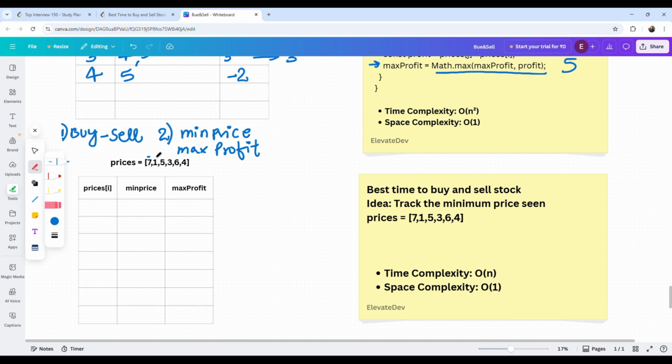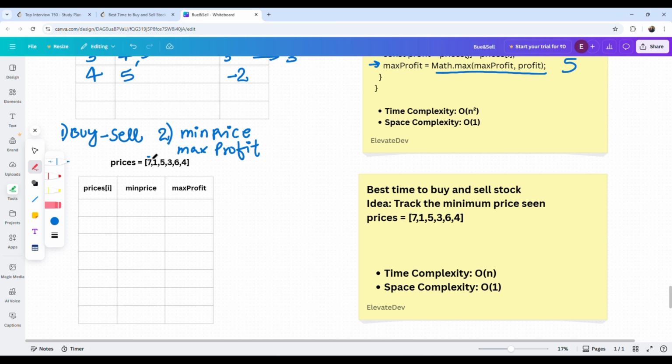Now what you can do here is maximize your profit. If you move ahead, your minimum price seen so far is 1. So you will just compare 1 and 5.